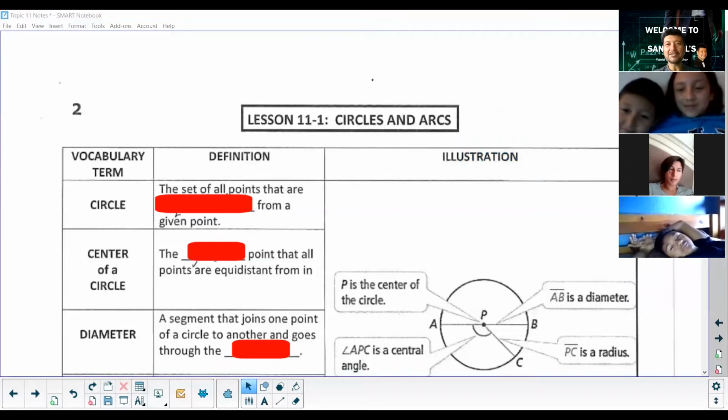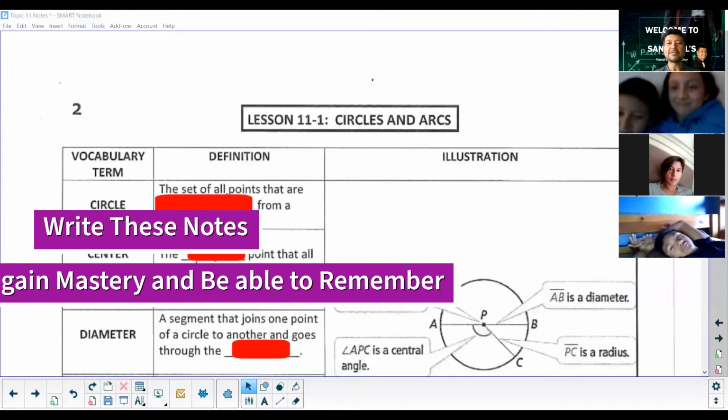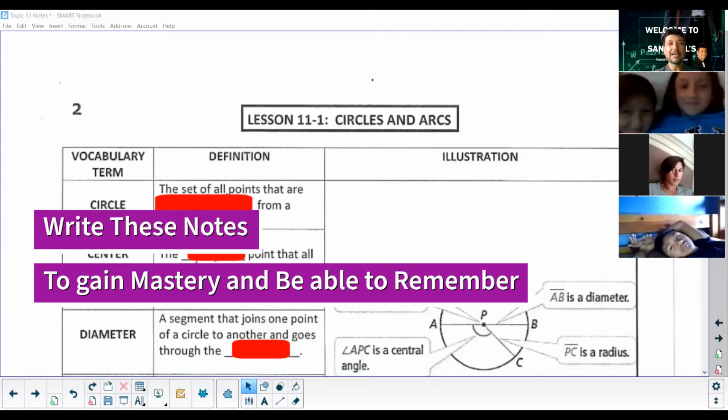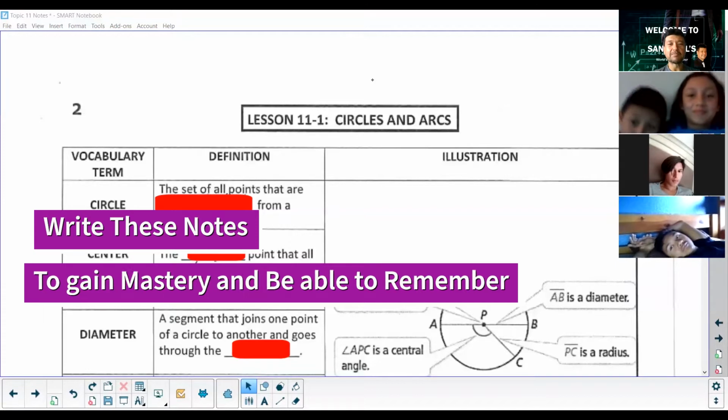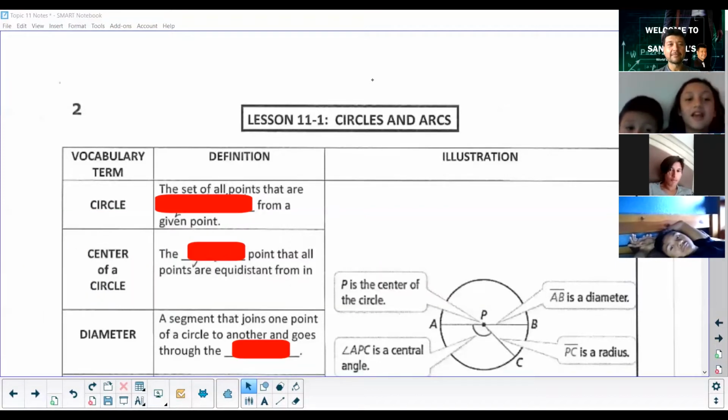And today we're going to actually be covering circles and arcs. The thing that's important is that we're going to go over some vocabulary terms, and then after that we'll do a few examples. So Celeste, go ahead and read the first vocabulary term. The set of all points that are blank from a given point. Do you know what that blank is? Yes, it's equidistant. All right, good.